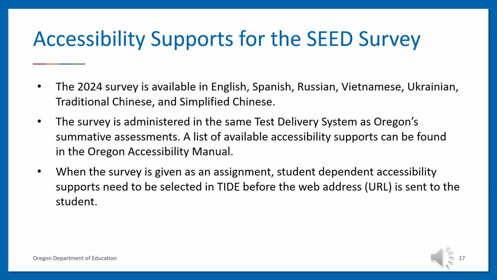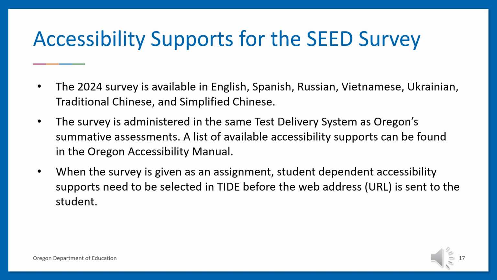The 2024-25 survey is available in English, Spanish, Russian, Vietnamese, Ukrainian, Traditional Chinese, and Simplified Chinese. The survey is administered through the same test delivery system as Oregon's summative assessments. A list of available accessibility and supporting guidance can be found in the Oregon Accessibility Manual.